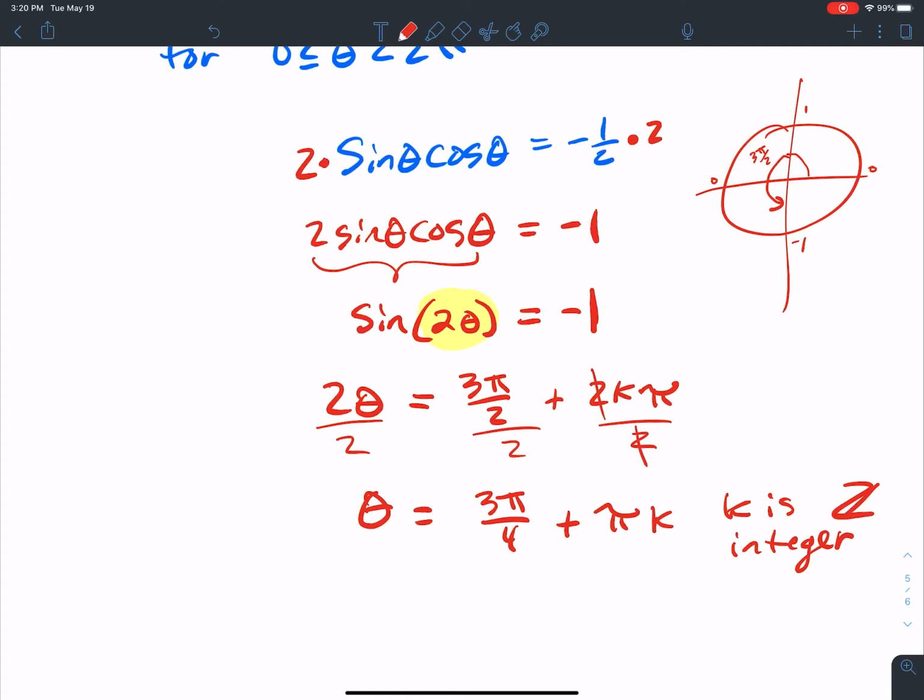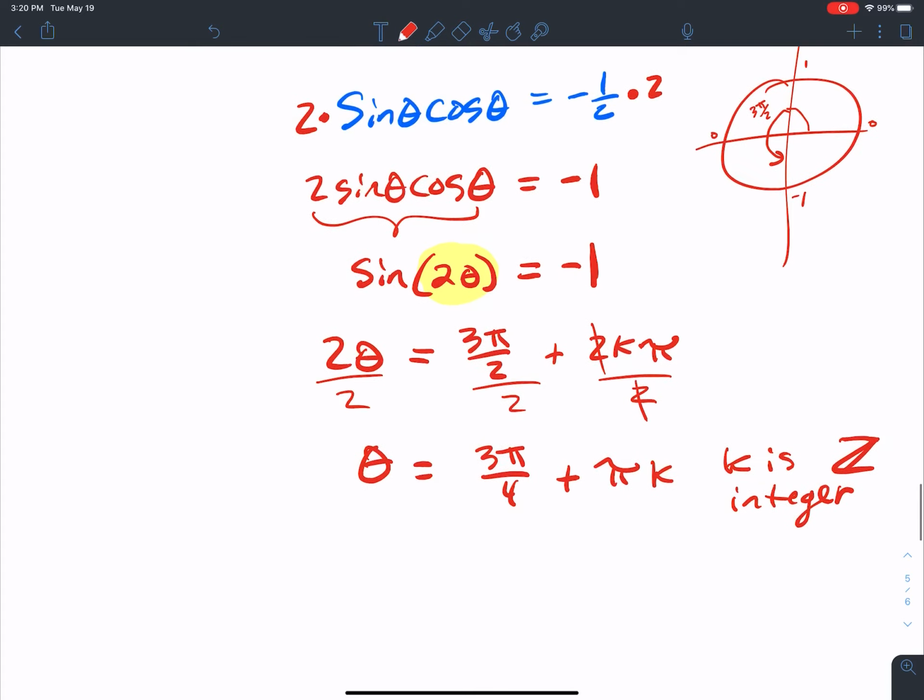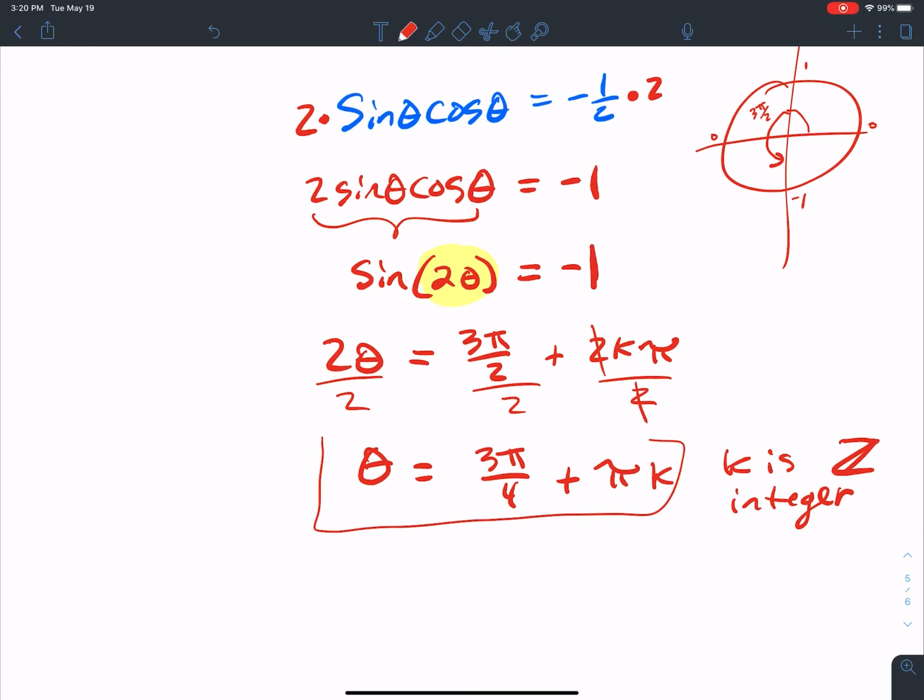Remember that z represents integer. Okay? So pi k there is your integer. So in general, solutions. Okay?